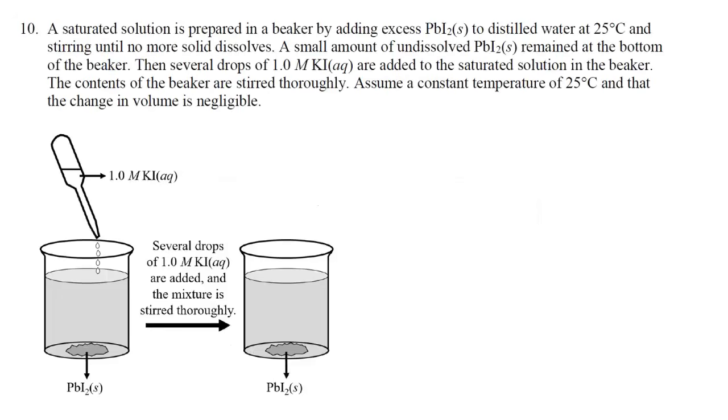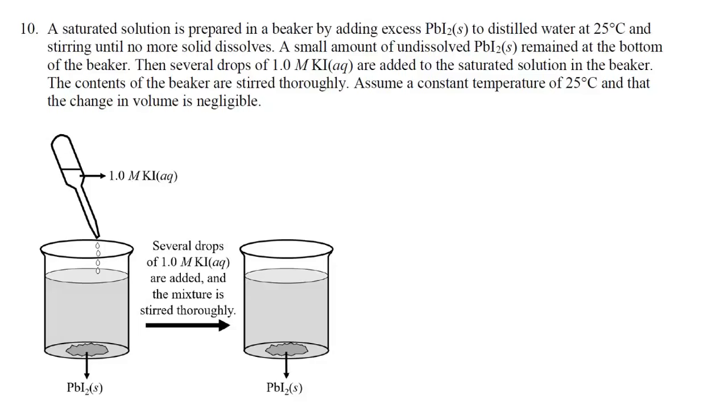It says a saturated solution is prepared in a beaker by adding excess solid lead iodide to distilled water at 25 degrees Celsius and stirring until no more solid dissolves. A small amount of undissolved solid lead iodide remained at the bottom of the beaker. Again, that is confirmation that we have prepared a saturated solution.